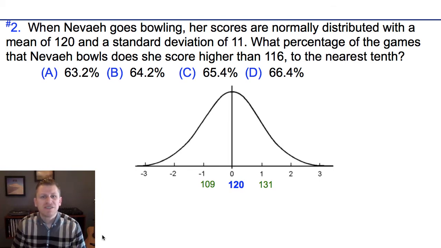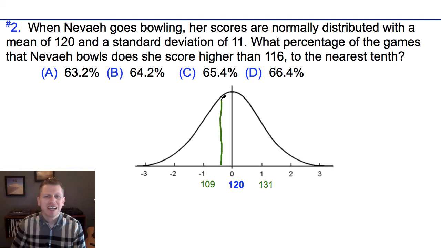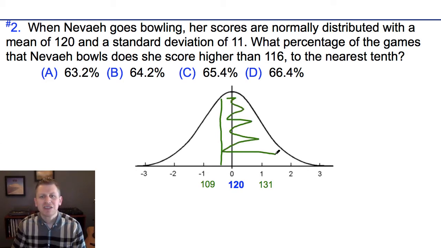And what we want to do is find the percentage of games that score higher than 116. If I think about that, 116 is probably about here. And I want to find the percentage of games that are higher than that. So I'm talking about all of this region in here. This is really what I'm interested in finding: what percentage of games are higher than 116.